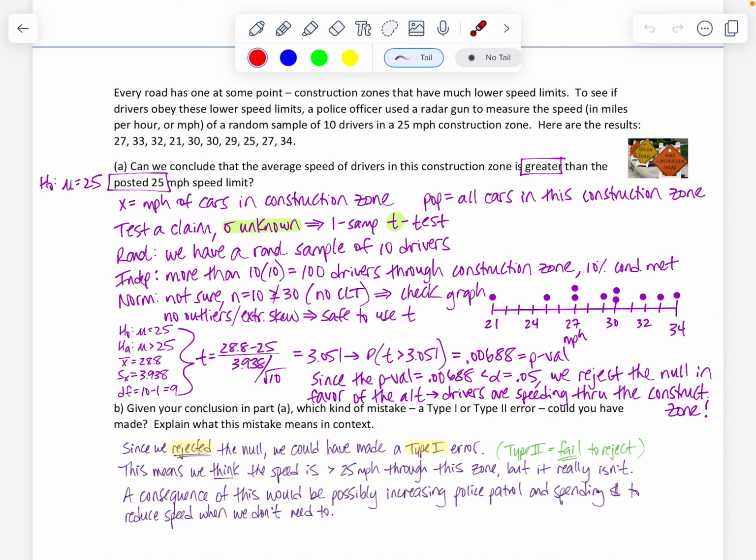All right, you guys, here we are where we left off, section 9.3. I'm going to do two different FRQ examples for means.